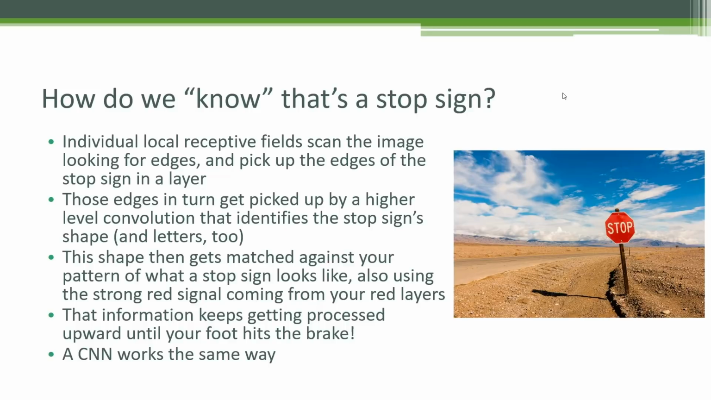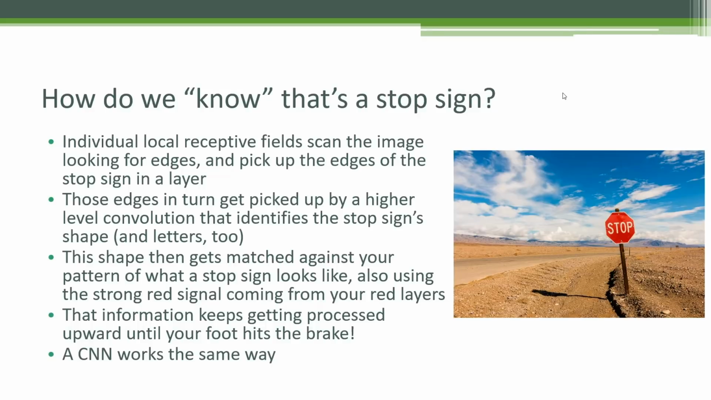Now a higher level might take those edges and recognize the shape of that stop sign. It says, oh, there's an octagon there. That means something special to me. Or those letters form the word stop. That means something special to me too. And ultimately that will get matched against whatever classification pattern your brain has of a stop sign. So no matter which receptive field picked up that stop sign, at some layer it will be recognized as a stop sign. And furthermore, because you're processing data in color, it can also use the information that this stop sign is red and further use that to aid in its classification of what this object really is.